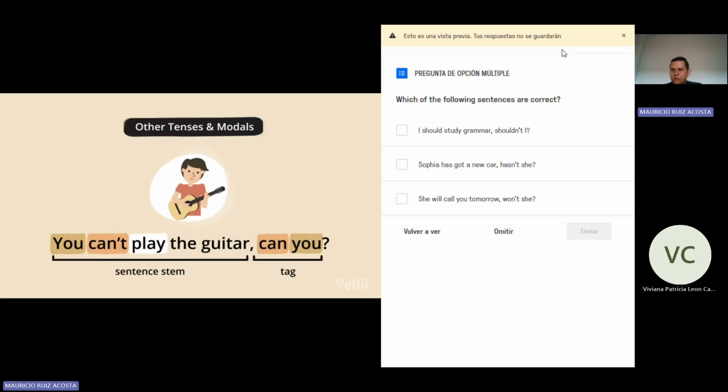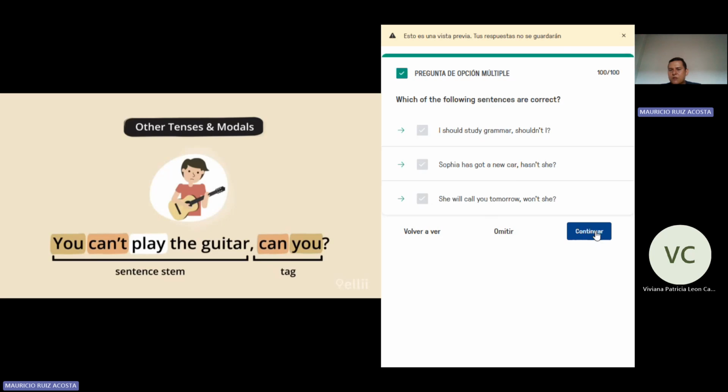Okay, in this sentence, which of the following sentences are correct? "I should study grammar, shouldn't I?" "Sophia has got a new car, hasn't she?" "She will call you tomorrow, won't she?" Which of the following questions are correct? The first one, let's find out if it's correct. The second one, maybe it is correct too. And the third one, she will call you tomorrow. Let's find out if the three of the sentences are correct. Okay, two of the sentences are correct. Perfectly.